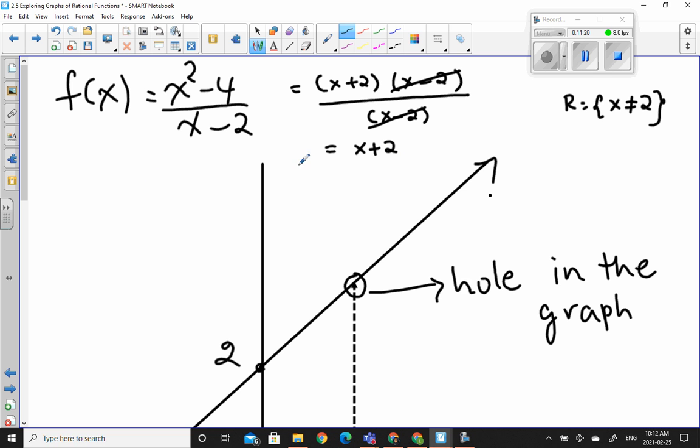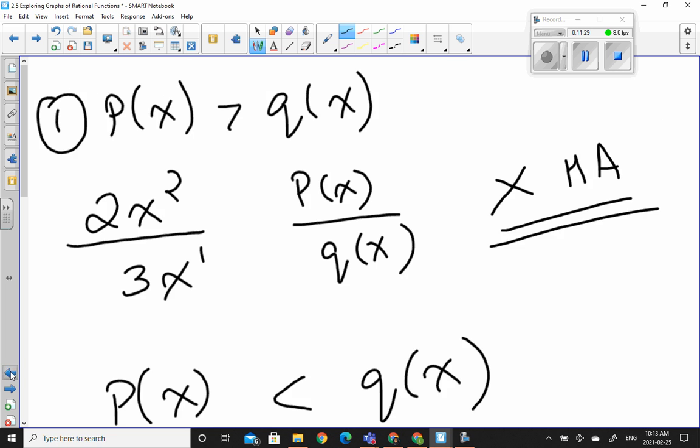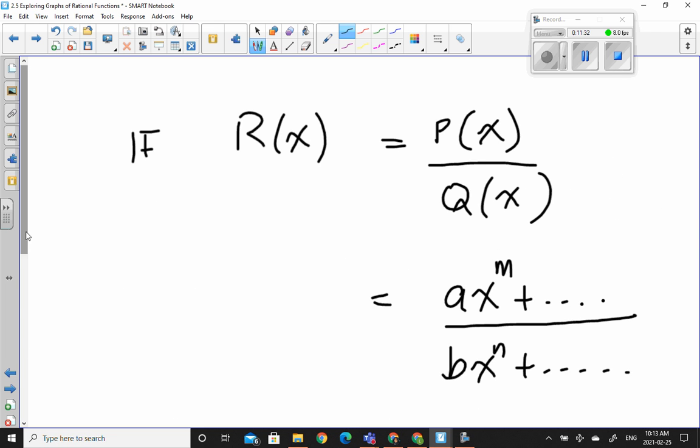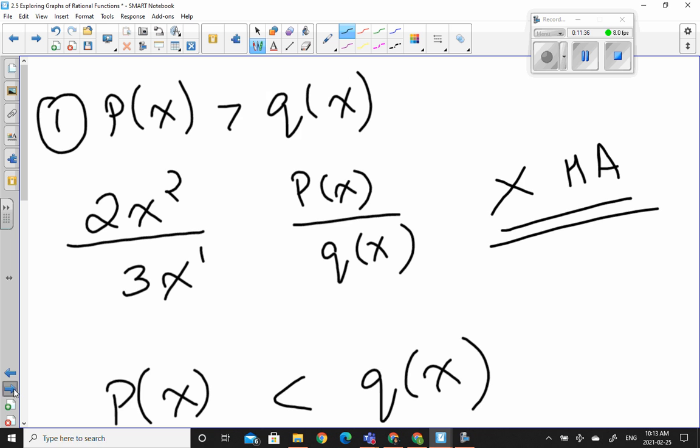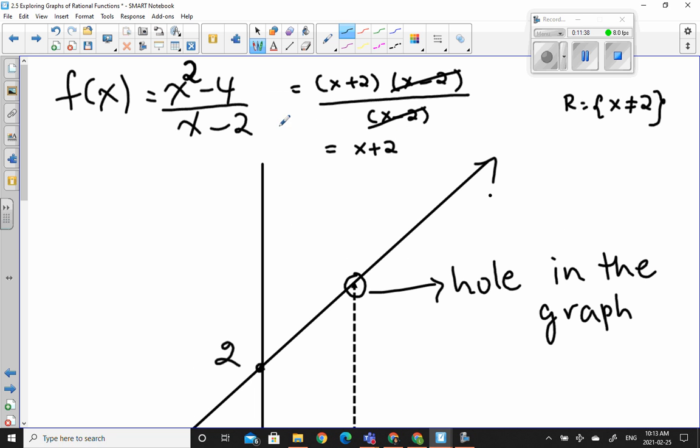But you also find that in this case, the degree of your numerator is greater than the degree of your denominator. If it is greater, then there is no horizontal asymptote. So we know there is no horizontal asymptote. But what happens if you give a value of 2 to this function? At f of 2, you get 2 squared minus 4 divided by 2 minus 2. So you get 4 minus 4, which is 0, and 2 minus 2, which is 0.